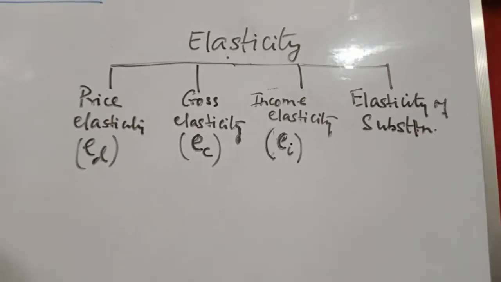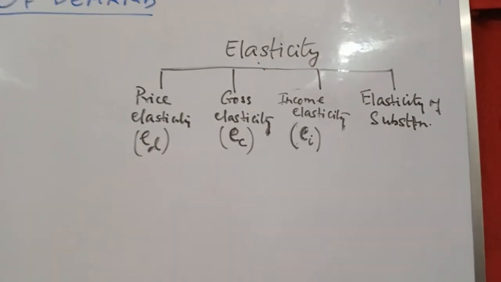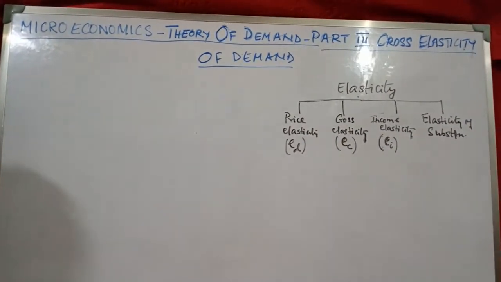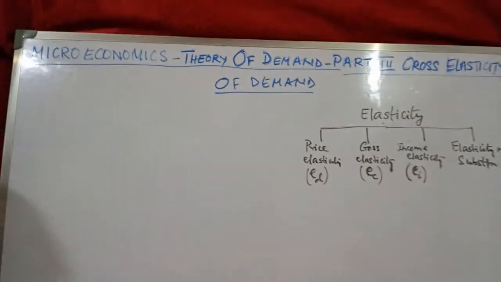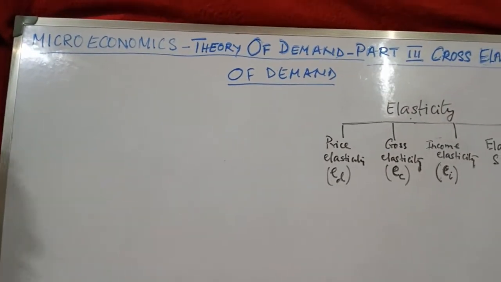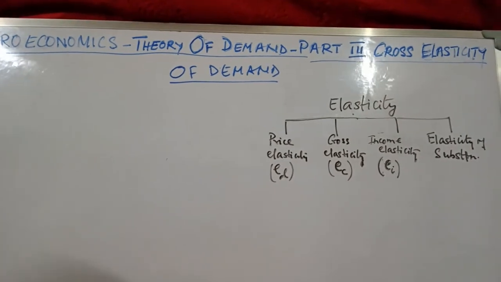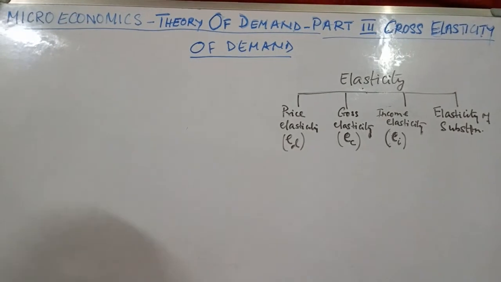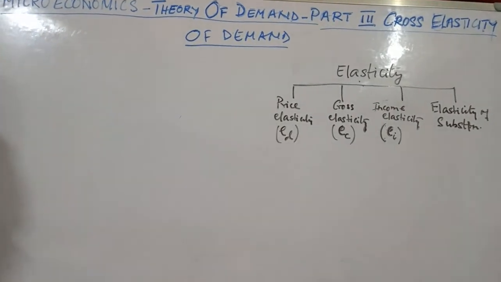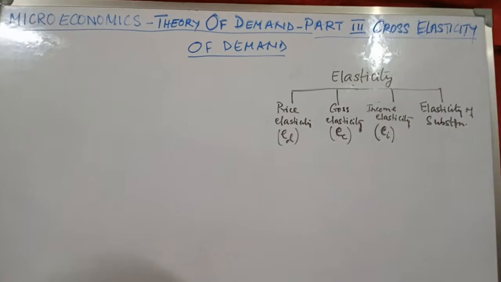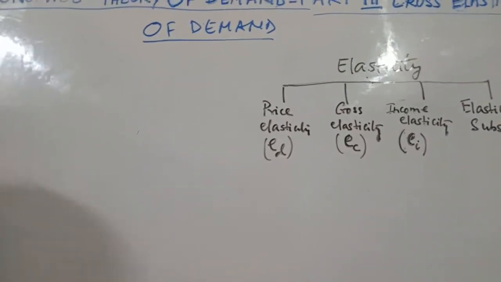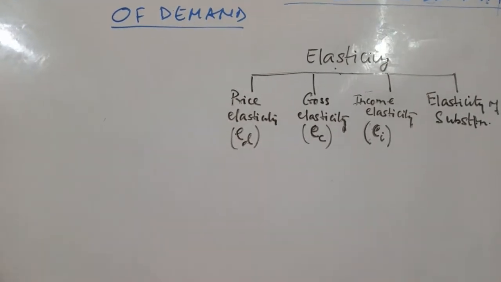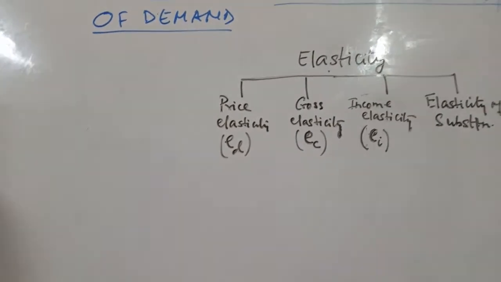Now, in price elasticity of demand, we have related the change in quantity demanded with change in price. That is, price elasticity of demand, or commonly written as ED, is the proportionate change or percentage change in quantity demanded divided by proportionate or percentage change in price. That is, change in quantity is related with change in price. Now, what is cross elasticity?